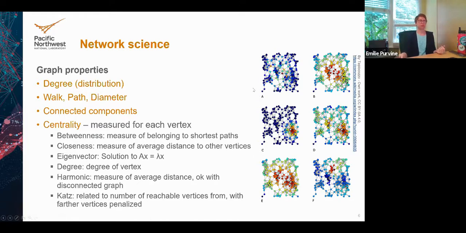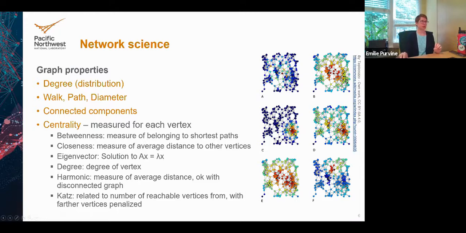And if it's not on a lot of shortest paths, then it's not a bottleneck, and it's one of the blue colored nodes. Closeness centrality is the upper right, where we're measuring how close on average a particular vertex is to all the other vertices. Eigenvector centrality is, as it sounds, an eigenvector. It's the eigenvector for the adjacency matrix that's all positive. Each vertex gets a score from that eigenvector. Degree centrality is actually just the degree.